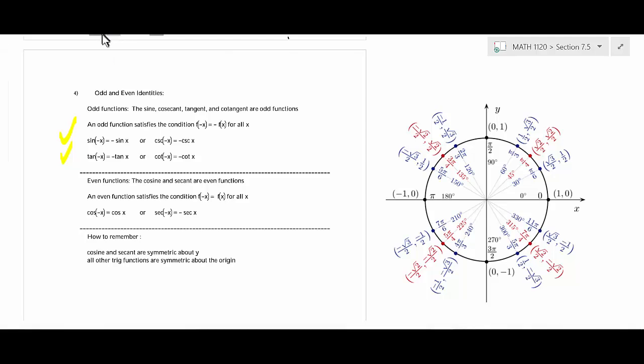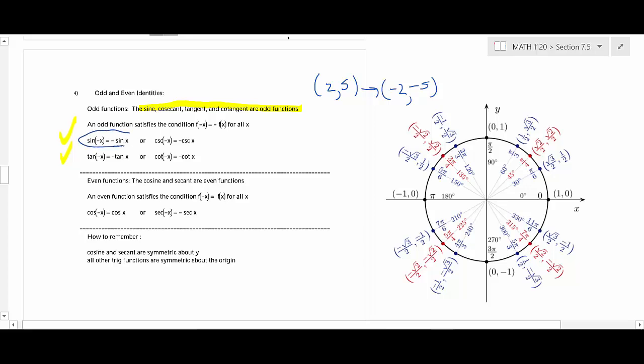Okay, so the odd functions are sine, cosecant, tangent, and cotangent. They're all odd functions. So the identity goes like this. What you have to remember is, if you have an odd function, and I'm just going to give you a quick example, if you have opposite x, then you have opposite y. So the identity goes like this: sine of -x, that's an opposite angle, equals the opposite function value. Do you guys see that the structure of this identity is always the same if you have an odd function?